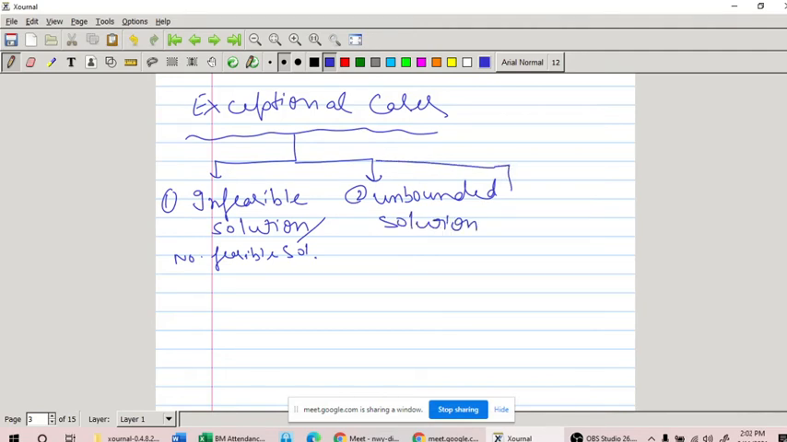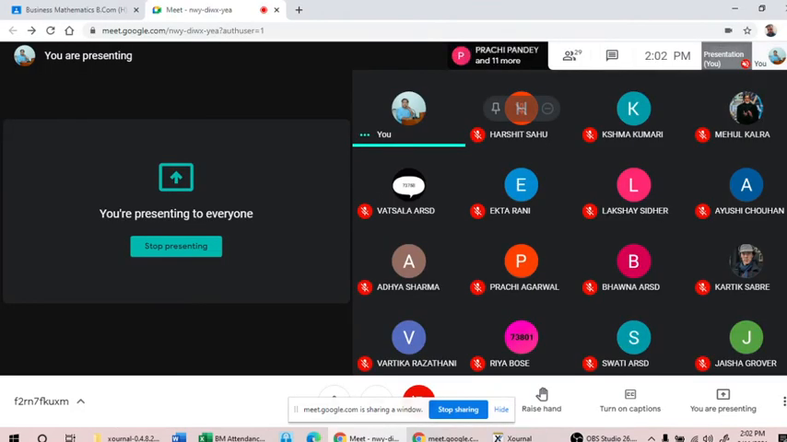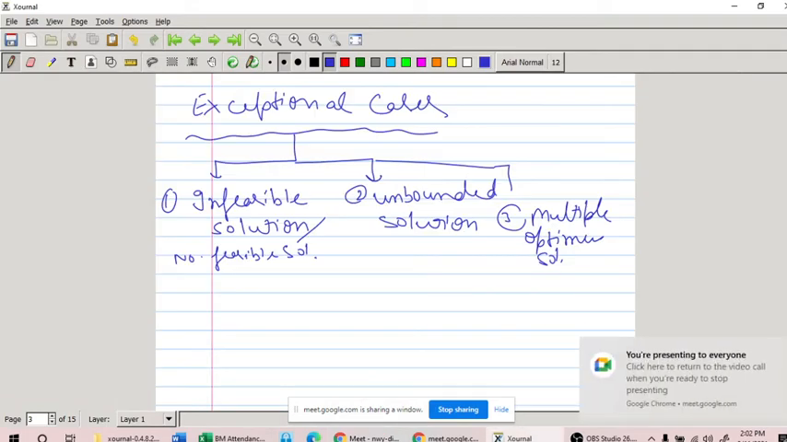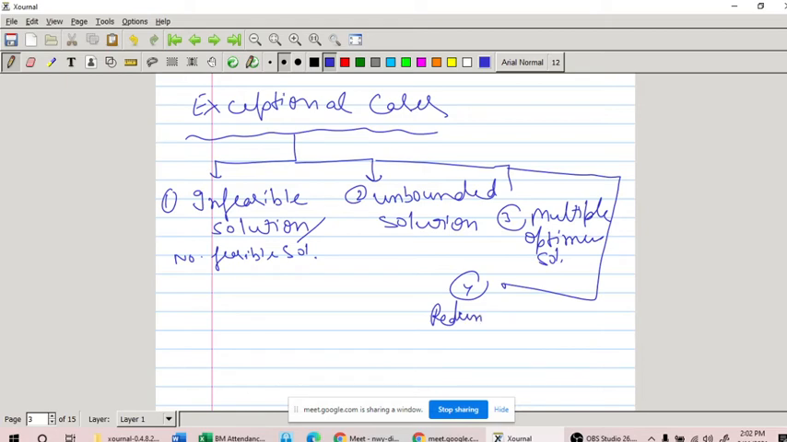In the third point, you will find multiple optimum solutions. And the fourth one is your redundant solution. इन चारों के बारे में हम लोग थोड़ा आज जानते हैं. रिडंडेंट कहा जाता है, रिडंडेंसी कहा जाता है, रिडंडेंसी सॉल्यूशंस.